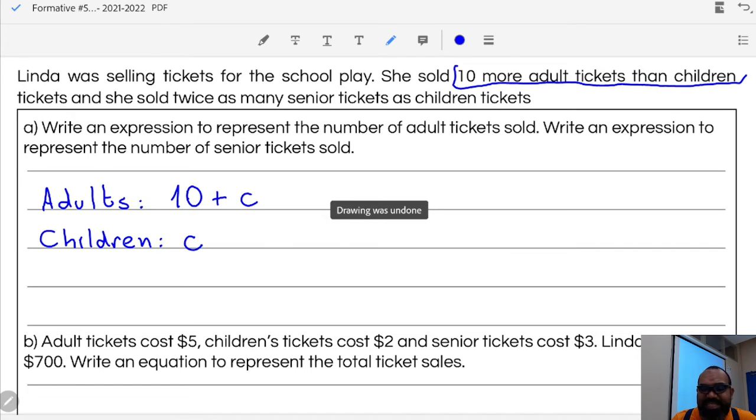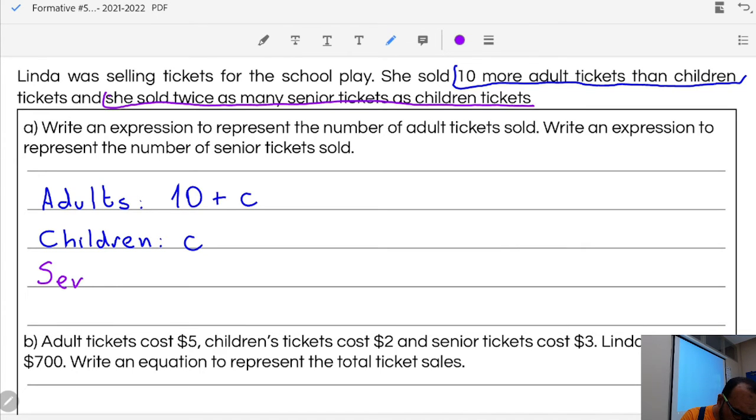And the last one is seniors. And she sold twice as many senior tickets as children. Right now, why pencil color? Look here. She sold twice as many senior tickets as children. Then I know my seniors, it is 2 C. Great.